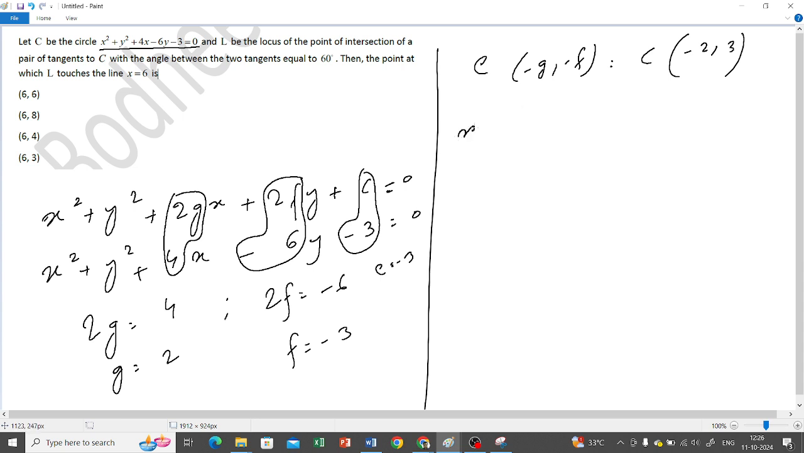Okay, what is the formula of the radius of a circle? Root over g square plus f square minus c. That is root over 4 plus 9 minus, and minus will become plus 3, so that is 4. Okay, radius is 4.